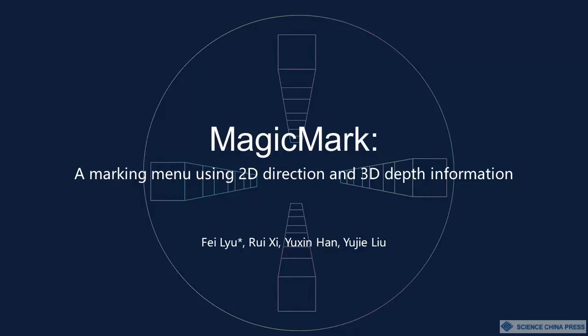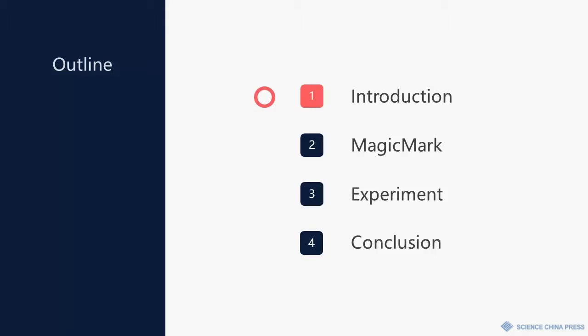MagicMark, a marking menu using 2-dimensional direction and 3-dimensional depth information. The slides will be divided into the following 4 parts. I'll start with a brief introduction of the research background and our main idea, and then introduce the MagicMark technique and the experiment. At last, I will summarize my point shortly and discuss the future work.